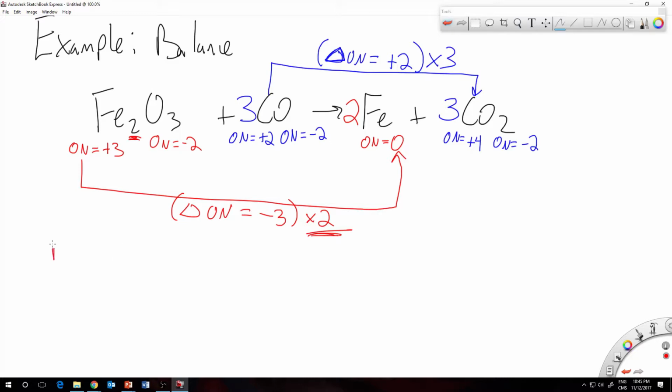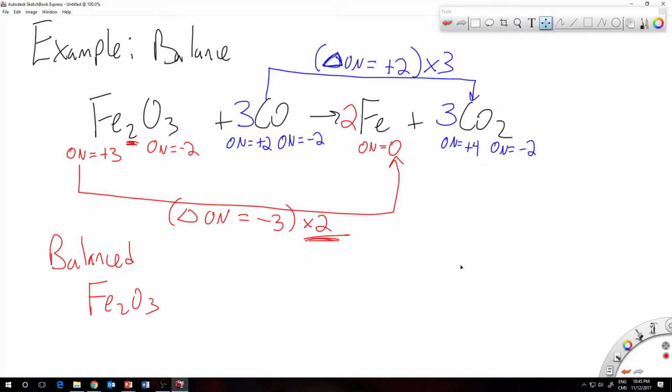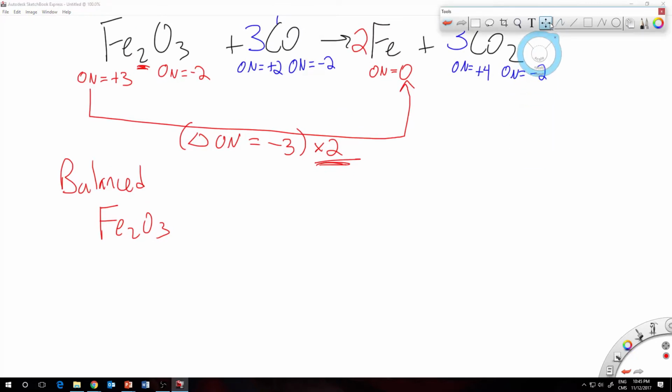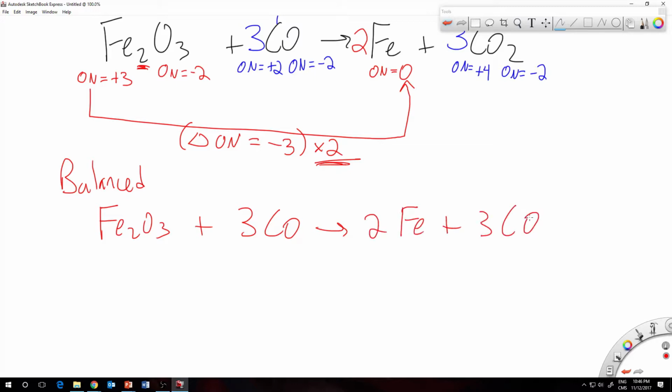So my balanced equation will look like this: Fe2O3 plus 3CO going to 2Fe plus 3CO2. There you go, a fully balanced equation. Okay, let's go through another example.